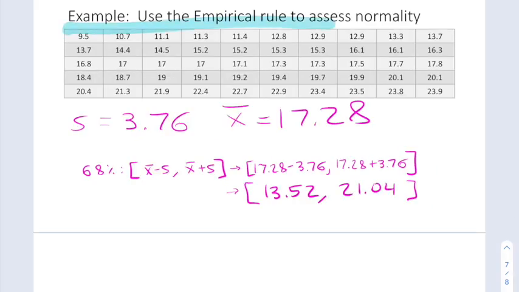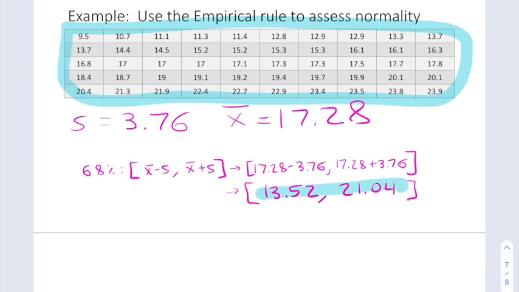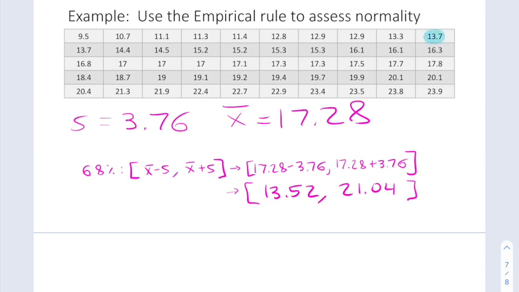So now we can look at our data set and see how many of these data values lie in this range. Well, the first one I see that does it is 13.7.